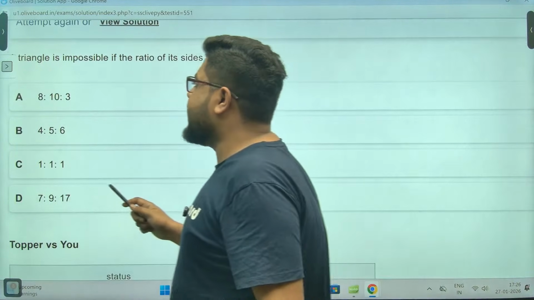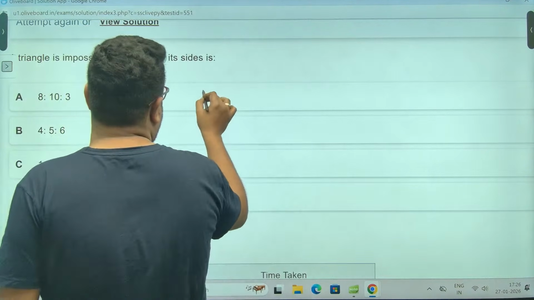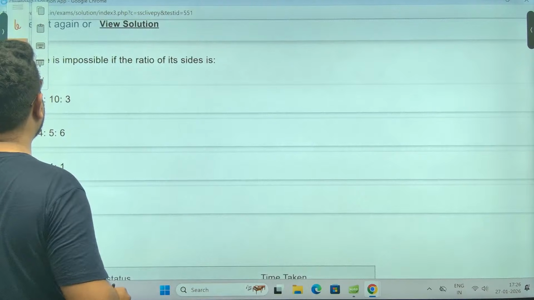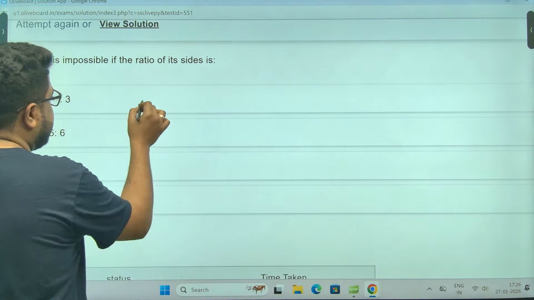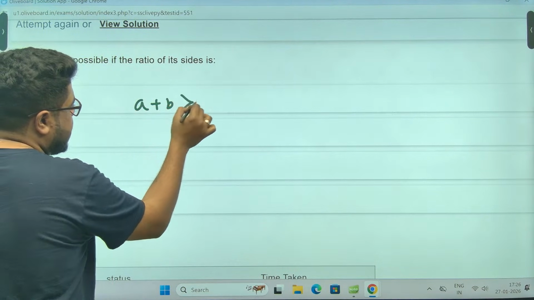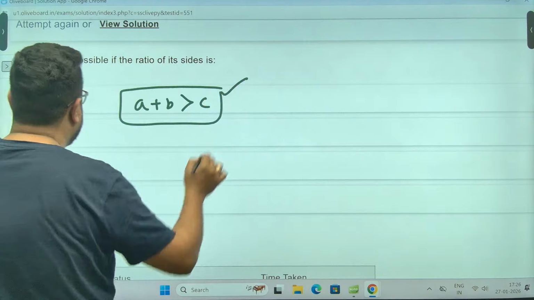Next one. A triangle is impossible. In any triangle, the sum of two sides has to be greater than the third side.